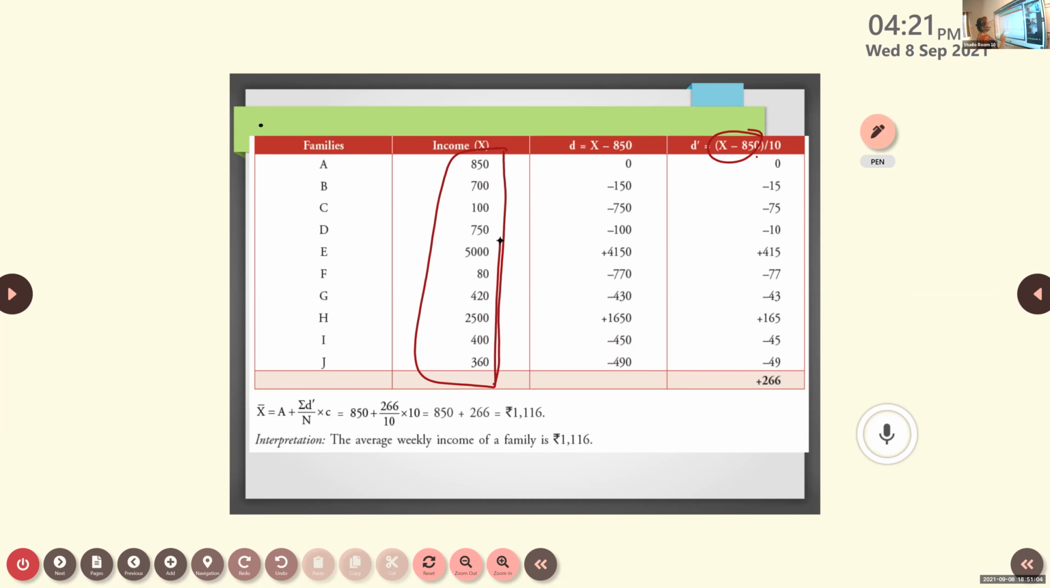And divide this D by 10, you will be getting D dash. So here minus 150 by 10, you are getting minus 15. Minus 750 by 10, minus 75. Minus 100 by 10, minus 10. Plus 4150 divided by 10, you got 415. Like that, you will be getting numbers.